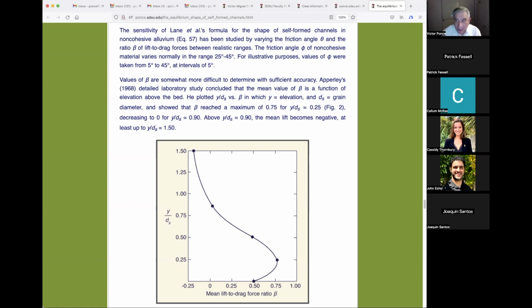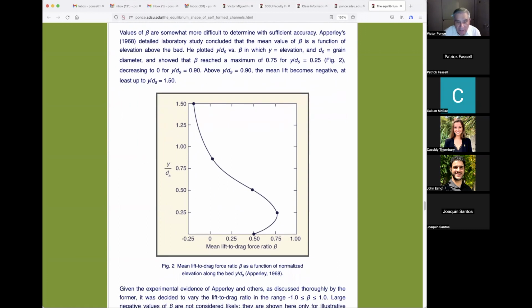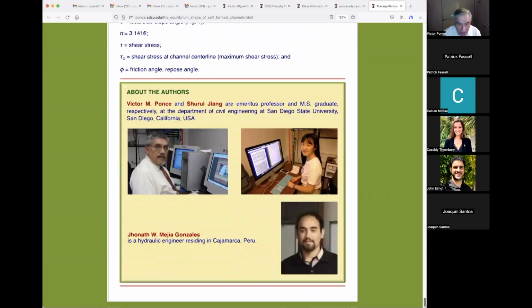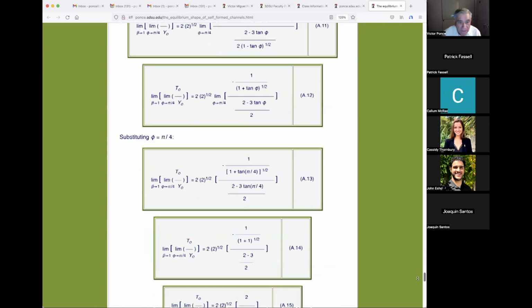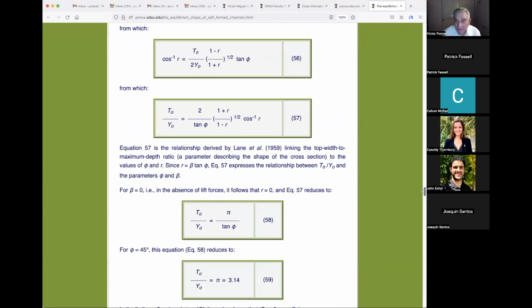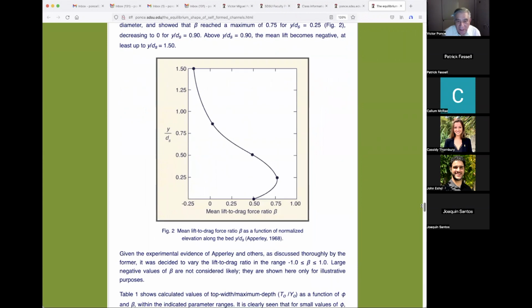And he, to my knowledge, did it in the laboratory. He was measuring this stuff very carefully. Not too many people have done this kind of work, by the way. I wonder where Apperly's work was done. Let me see that. Apperly, 1968, University of Auckland, New Zealand, in partial fulfillment for the degree of Doctor of Philosophy. Right, that's it. That's Auckland. Apperly's at Auckland, New Zealand.